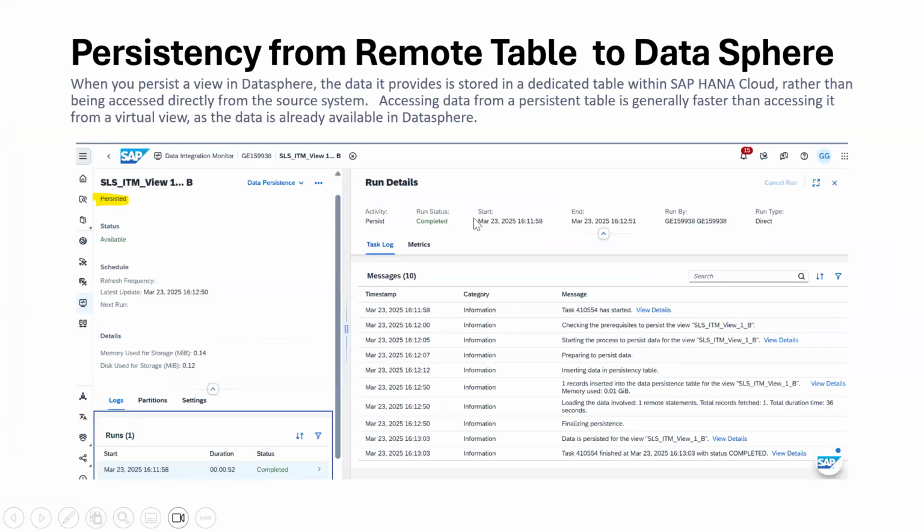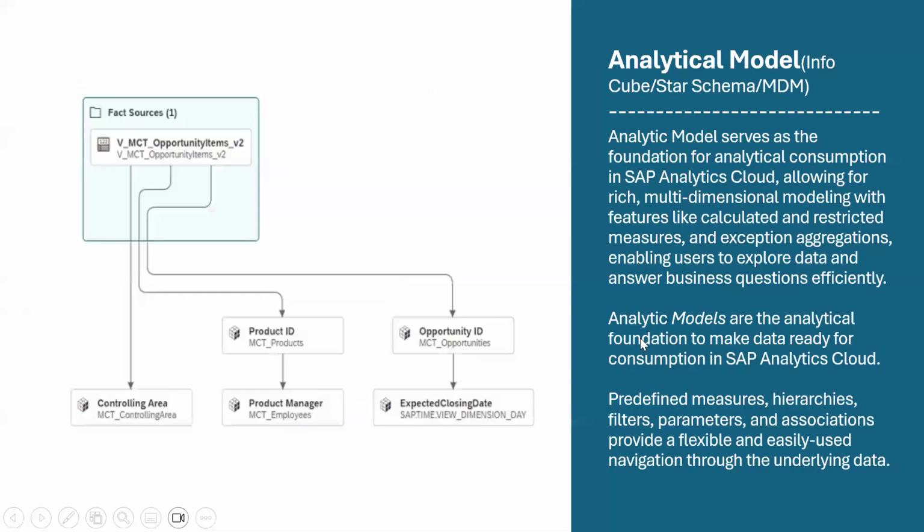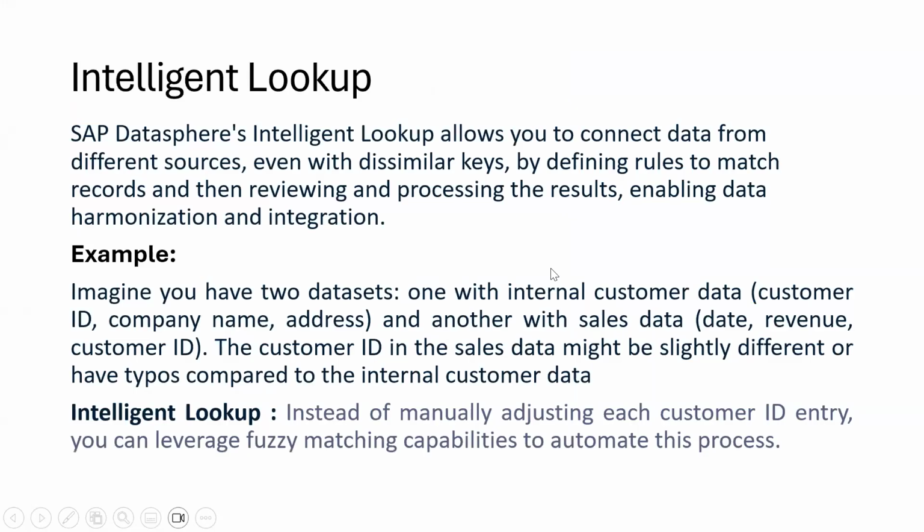Next is the analytical model. The analytical model serves as the foundation of the analytical consumption. Multiple tables are grouped and maintained here. I will explain that one. Next is intelligent lookup. Intelligent lookup allows you to connect data from different source systems, even with dissimilar keys, by defining rules to match records. Due to some typo mistakes, sometimes the system stops those records.